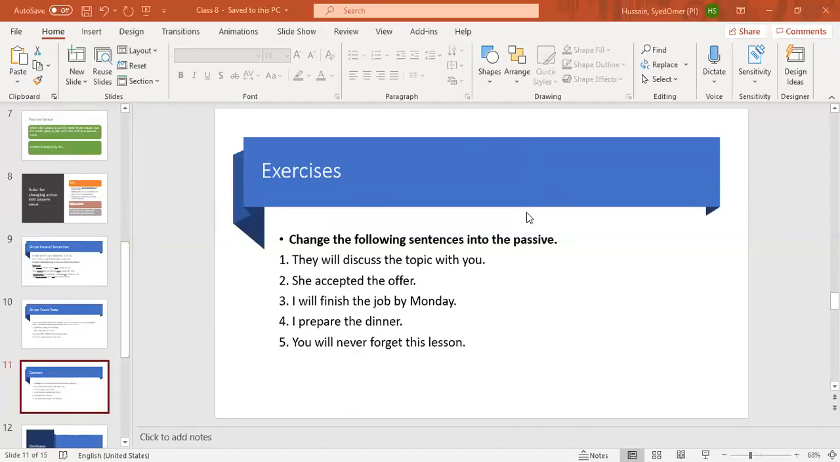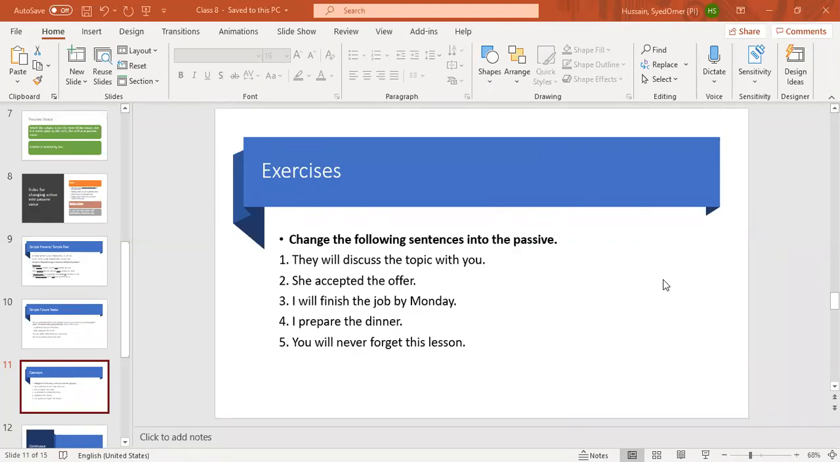I will finish the job by Monday. The job will be finished by me by Monday. Third form of finish. Very good. The job will be finished by me by Monday. Okay? Good. Very good, Bilal. Next. Who is left now? Yes, Umema.